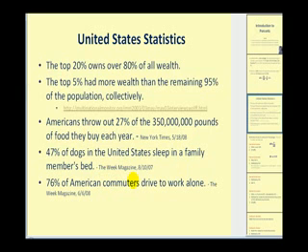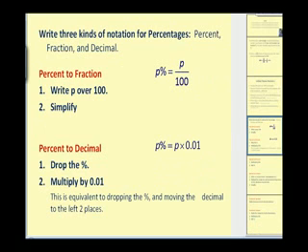So as you can see, a lot of statistics involve percentages, and so understanding percentages is a very important concept in understanding the world around us. Okay, so let's go ahead and get to work and talk about how we're going to do these conversions. Again, the main goal is to write three kinds of notation for percentages: as a percent, fraction, and decimal.